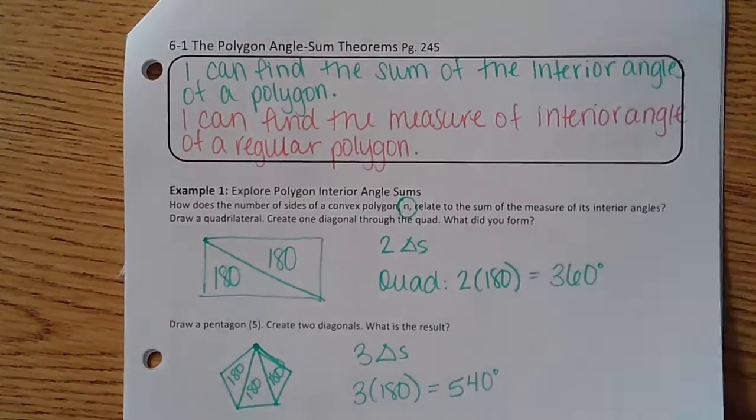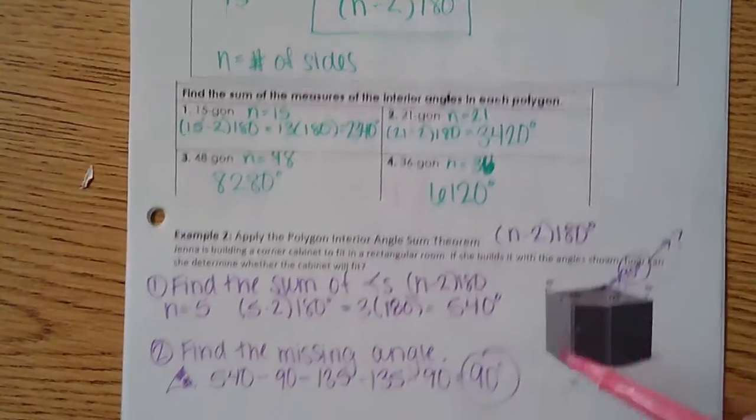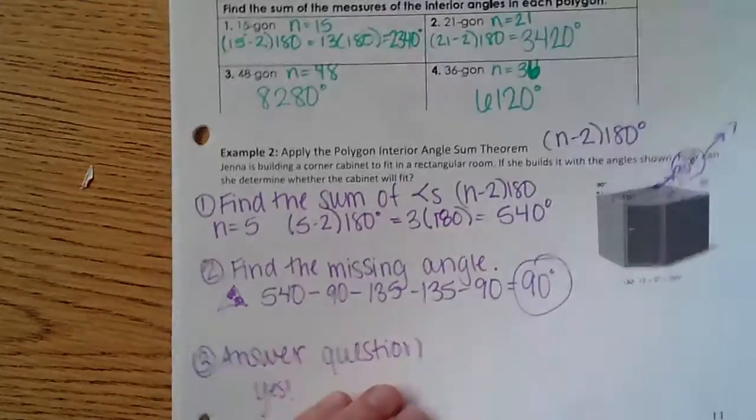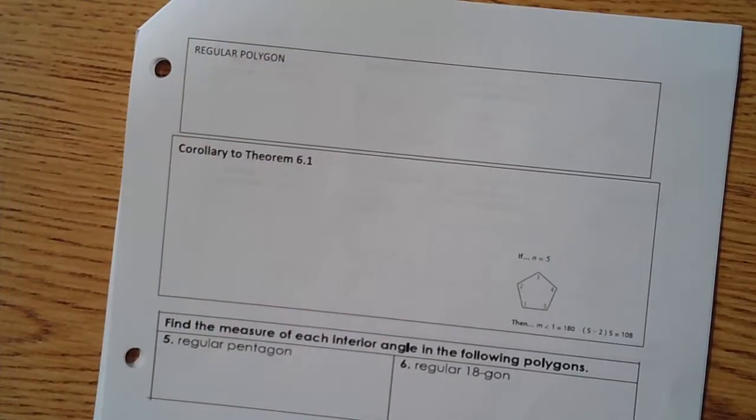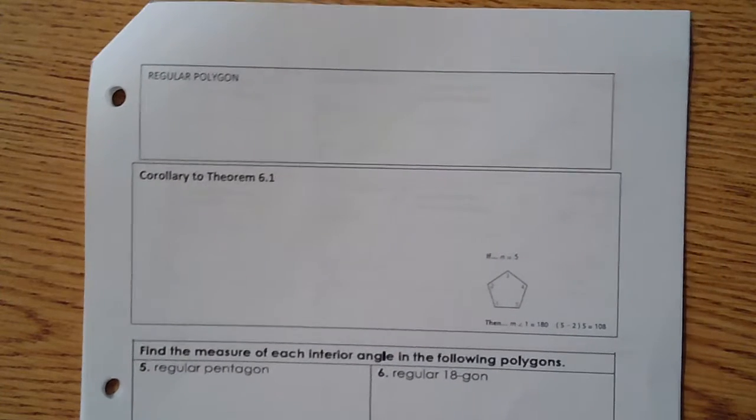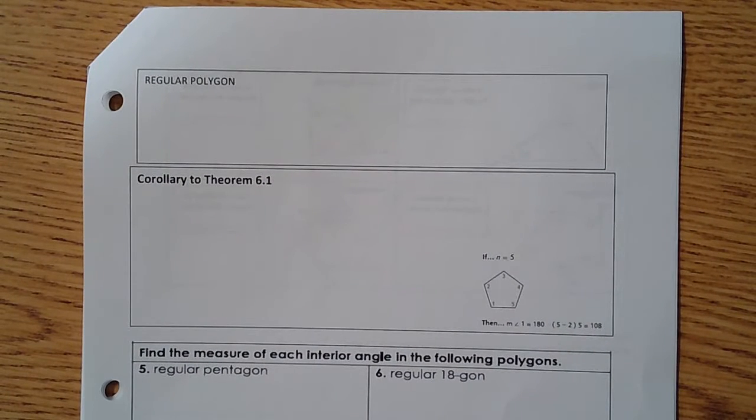All right, so we're going to flip. So we covered the interior angles of a polygon. We covered finding a missing angle in a polygon. And today, we finished all that last time. Today we're at regular polygon. Okay, so flip to your notes where it says regular polygon at the top.